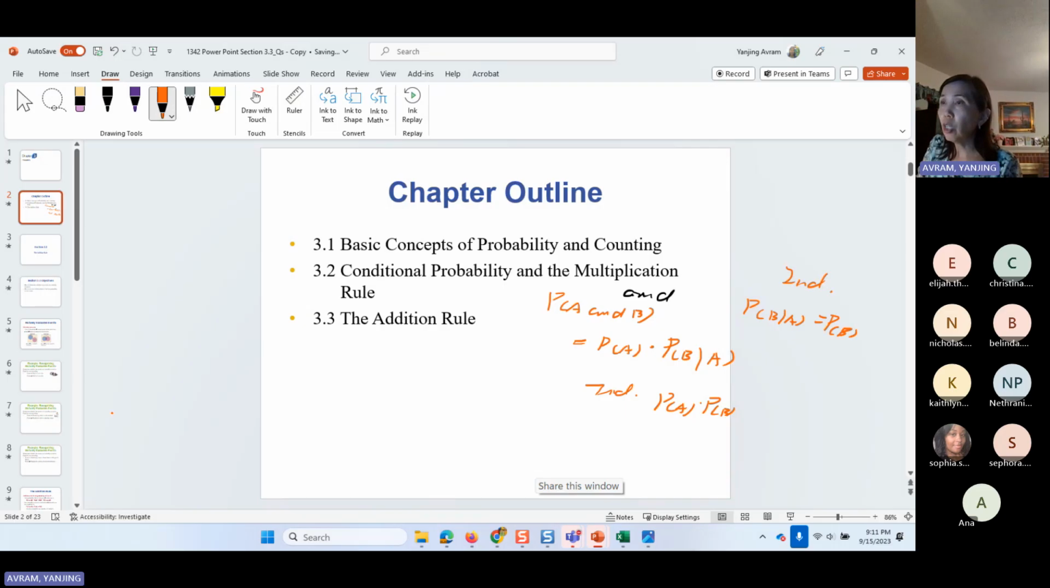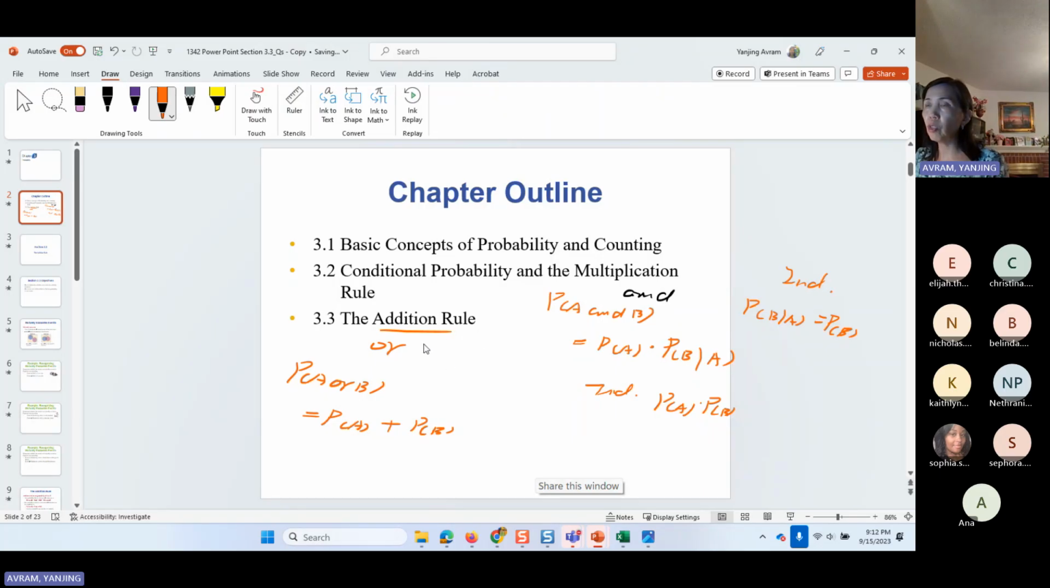When you use the addition rule, it's when you have "or." For the probability of A or B, you use the probability of A plus the probability of B. So that is the "or" here. And then same thing, you also have two scenarios in the addition rule.